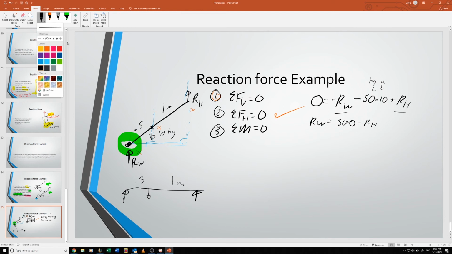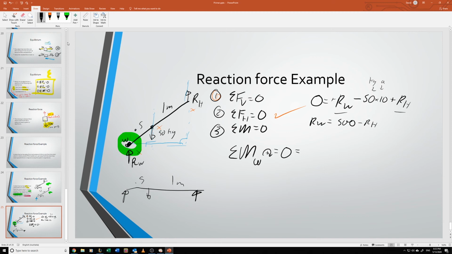So all right, let's just say sum of all moments. We're going to call this our point W, because that's where our wheel is. So this is how we're going to write down our moments. We're going to say sum of all moments, and let's just say what point we're going around. We're going around point W. And let's just give us a direction. So we're just going to say that clockwise is positive, equals 0. All right, that makes sense.